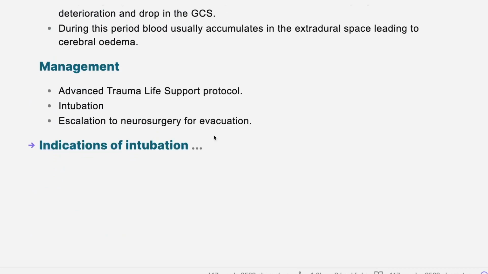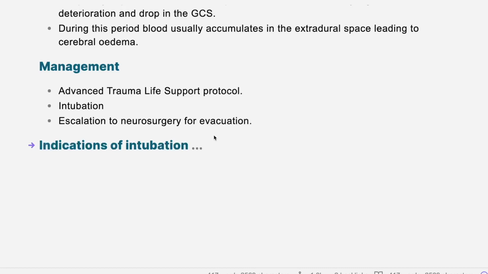What are the indications of intubation in general? If the patient needs sedation, let's say patients with traumatic brain injury, increased intracranial pressure, and they're being agitated, this can further increase the ICP. If the patient's GCS is less than 8 and unable to maintain the airway for whatever the reason is, they will need to be intubated as well.